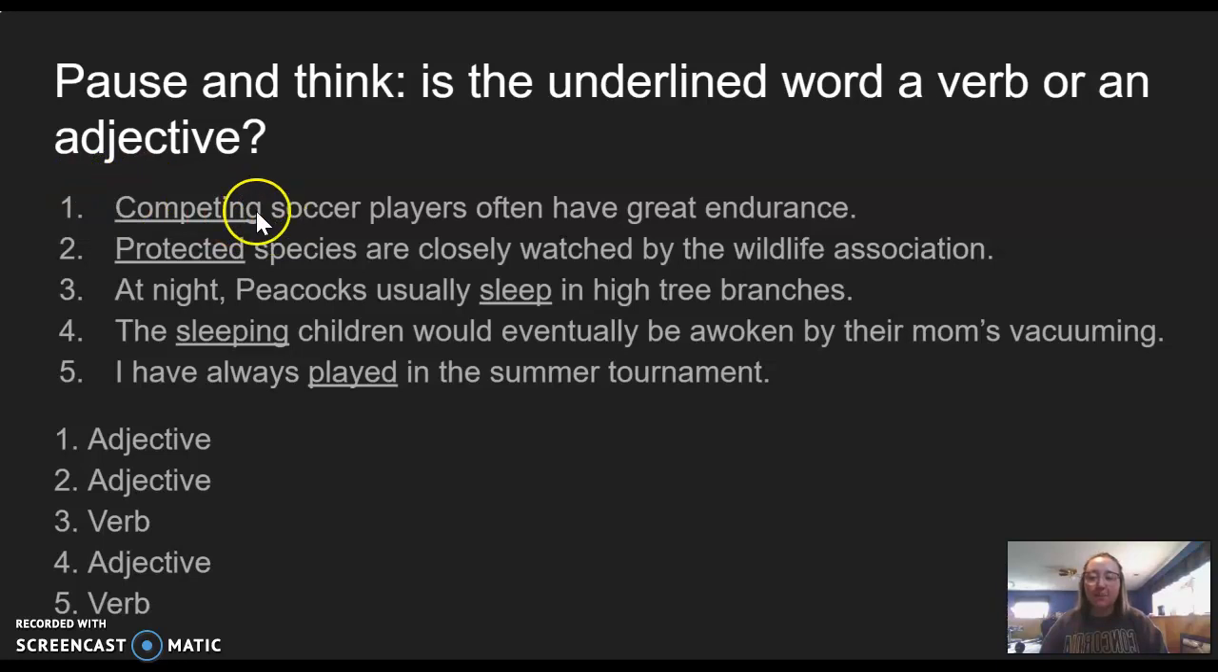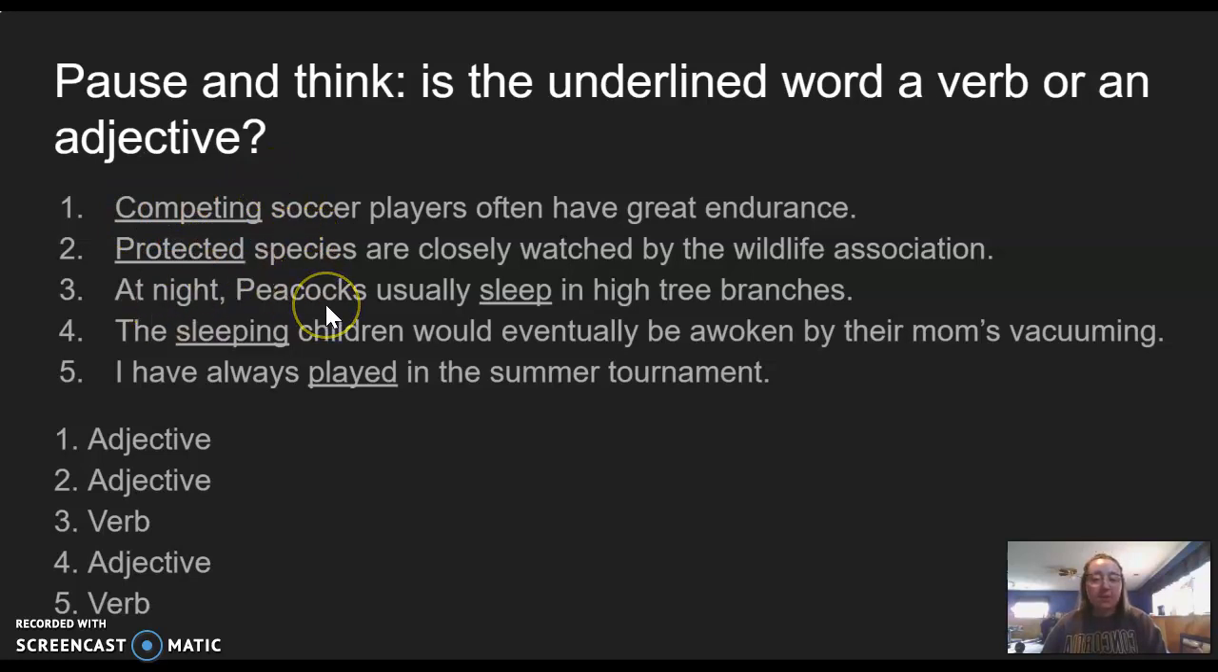So number one, competing soccer players often have great endurance. Competing is being used as an adjective here to describe the players. Number two, protected species are closely watched by the Wildlife Association. That is protected, describing species. We're not saying that the species are doing some sort of protecting, we're describing them as protected.